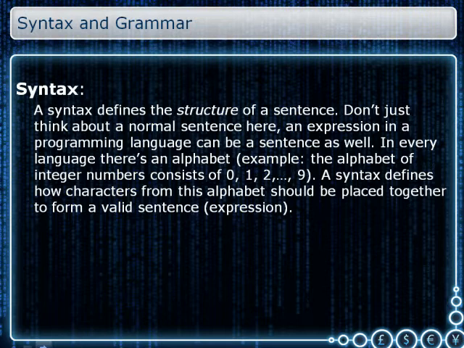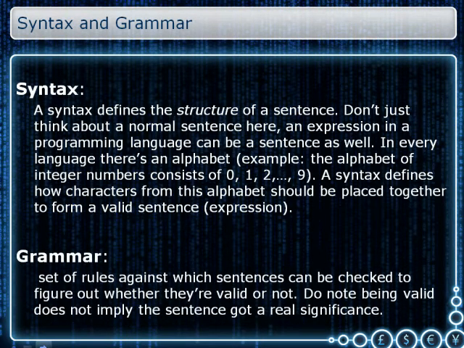In every language, there's an alphabet. For example, the alphabet of integer numbers consists of 0, 1, 2 up to 9. A syntax defines how characters from this alphabet should be placed together to form a valid sentence. Next, we discuss grammars. What is a grammar of a programming language? Grammar is a set of rules against which sentences can be checked to figure out whether they are valid or not. Being valid does not imply the sentence has a real significance.